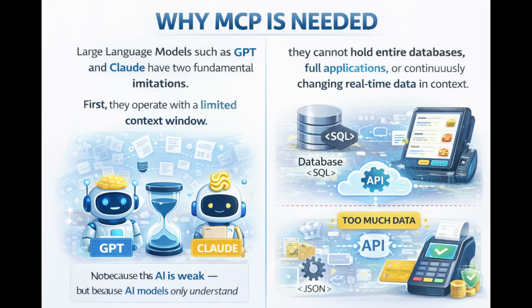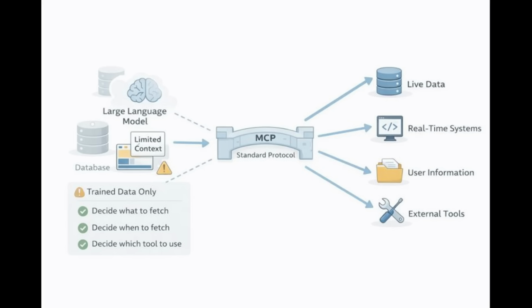Now, why is MCP needed? Large language models such as GPT and Claude have two fundamental limitations. First, they operate with a limited context window. They cannot hold entire databases, full applications, or continuously changing real-time data in context. Second, they only know what they were trained on. They do not automatically have access to today's data, live systems, or user-specific information. Because of this, pushing everything into the AI's context is neither practical nor scalable.